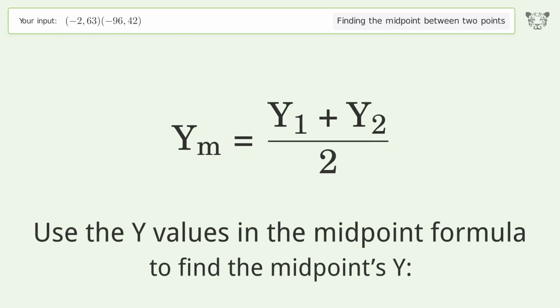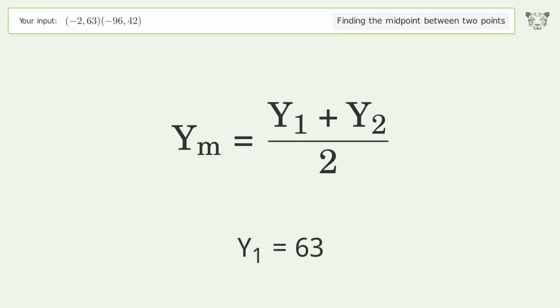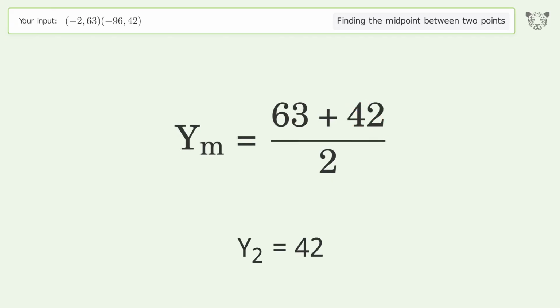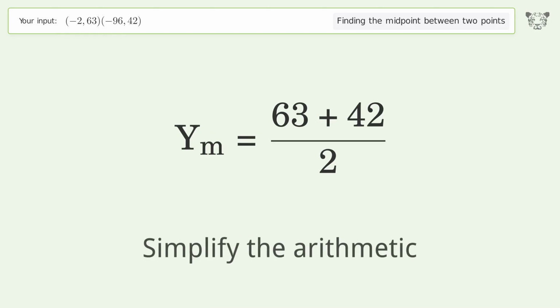Use the y values in the midpoint formula to find the midpoint's y. y1 equals 63. y2 equals 42. Simplify the arithmetic.